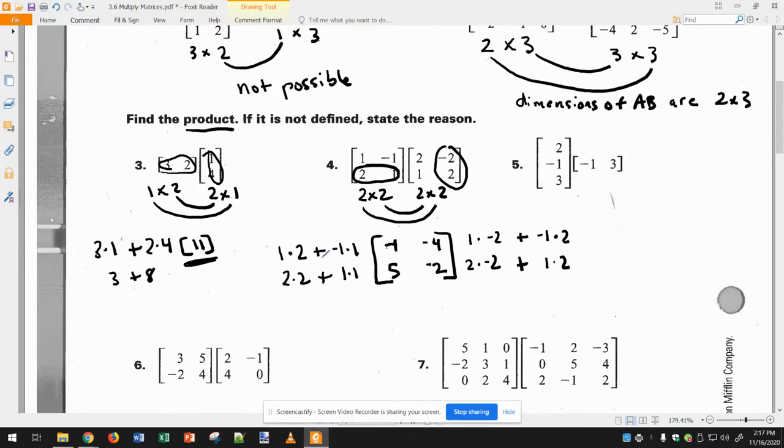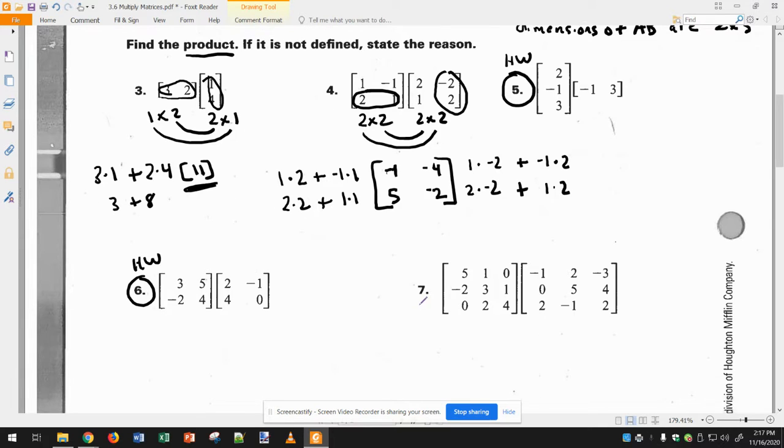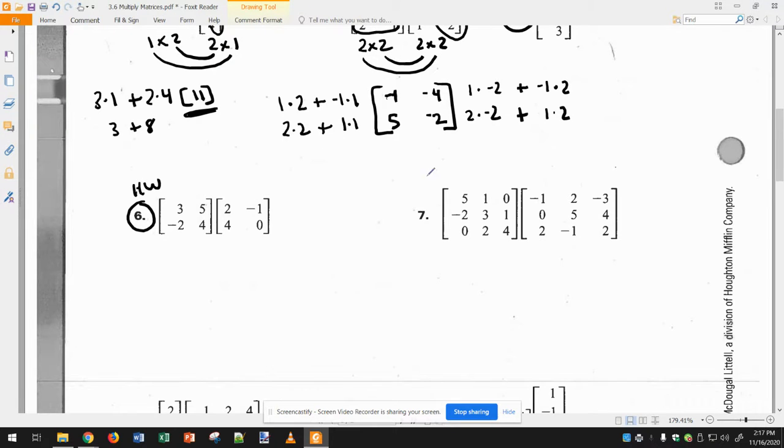And if you don't necessarily have to show these calculations, you can just write down the answer. Okay, number 5 is the first one I'll have you do for homework. Homework number 5. Also homework number 6. Okay, and let's have you do homework number 7 too.